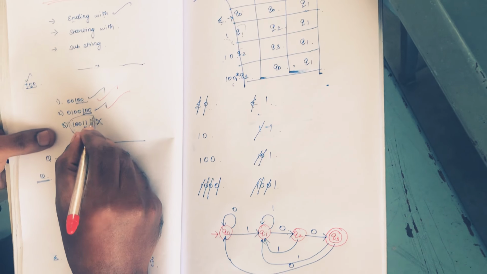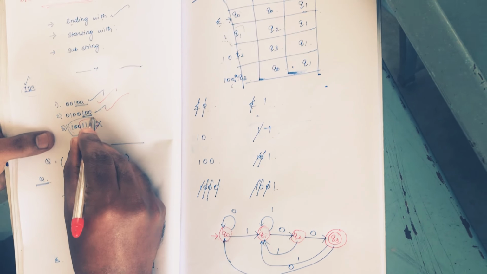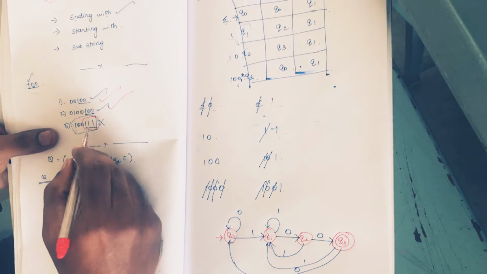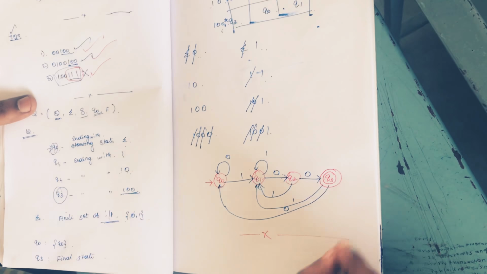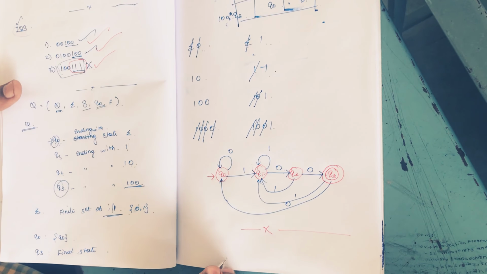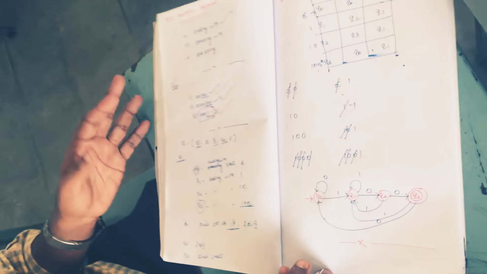Now look at this one: the last three digits are not 1 0 0, so we said this is not accepted. We need to check whether this criterion matches our diagram. So 1 0 0 1 1 1 1. This is also correct. So we have defined it, a very easy method for creating the DFA machine for the ending-with category. Thank you.